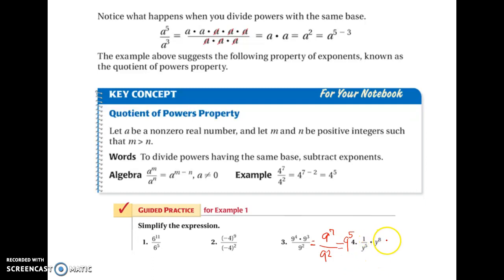With number 4, I'm just going to give you the first step. This is a numerator, and technically so is this, because we could write this over 1. So your first step is just multiply your numerators across. So you got 9, or y to the 8th power, over y to the 5th power. And then you can use your rule.